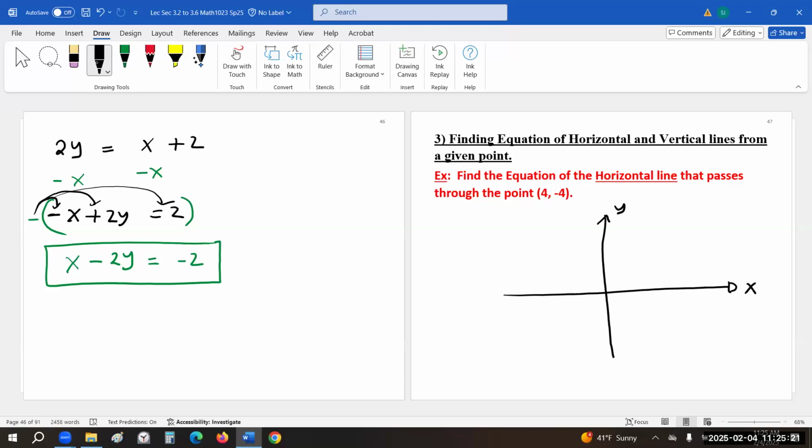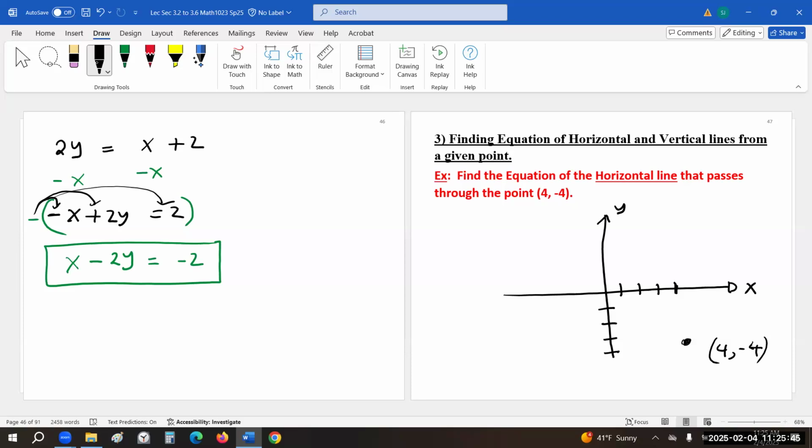Here. We are going 4 units to the right for the X value, and then for Y, we are going 4 units bottom. So it's in the fourth quadrant. We have 1, 2, 3, 4, 1, 2, 3, 4. So 4 on the right, 4 on the bottom. That's the point (4, -4).